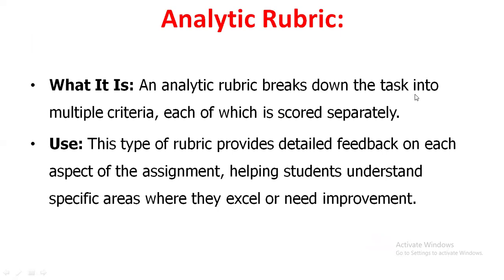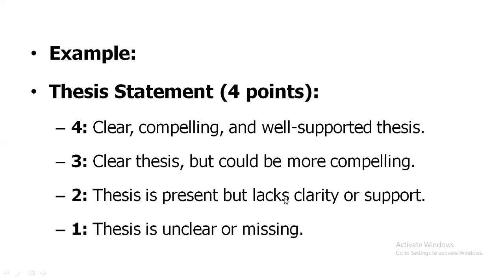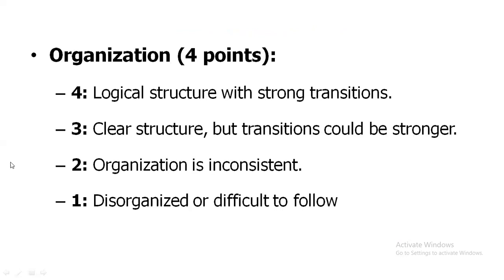An analytic rubric breaks down the task into multiple criteria, each of which is scored separately. This type of rubric provides detailed feedback on each aspect of the assignment, helping students understand specific areas where they excel and need to improve. Thesis points: clear, compelling, well-supported thesis; clear thesis, but could be more compelling; thesis present but lacks clarity in support; thesis is unclear or missing. Organization: logical structure and transitions; clear structure, but transitions could be stronger; organization inconsistent, disorganized or difficult to follow.